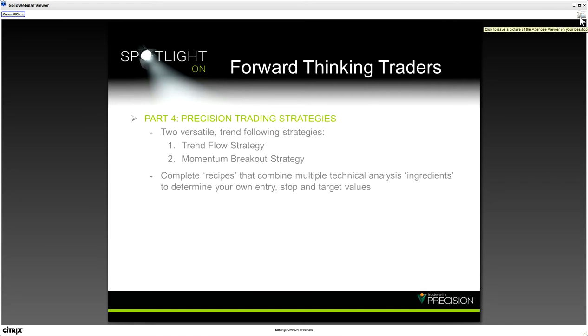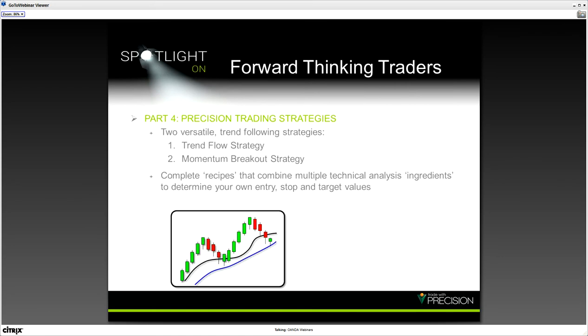And then in part 4, we'll bring in the strategies. You'll learn the trend flow strategy, which is how to identify a strong trending chart with predictable price action, and then utilizing the strategy to buy or sell the pullbacks within that trend. So this is a very active strategy and will produce many trade setups within every strong trending market.